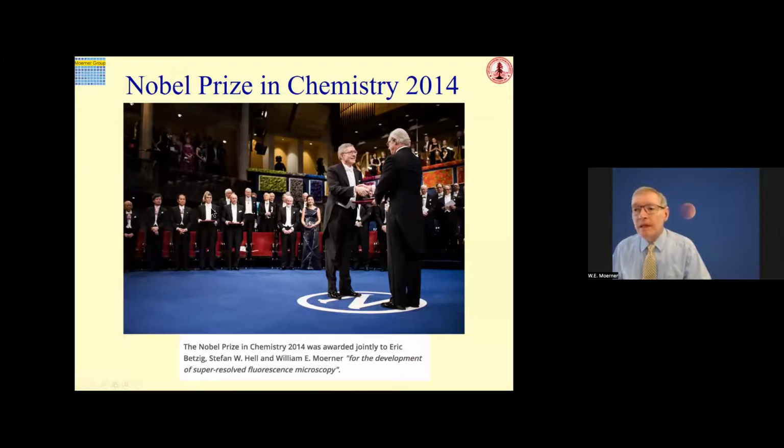Here is Eric Betzig over here and Stefan Hell and me, with the king of Sweden, awarding the prize for the development of super resolved fluorescence microscopy. So I'm going to tell you about that and how it works now. But here's an illustration of why it tells you so much. That's the bacterial cell again. Some particular proteins have been labeled inside and you can see the fluorescence, the emission from the cell.